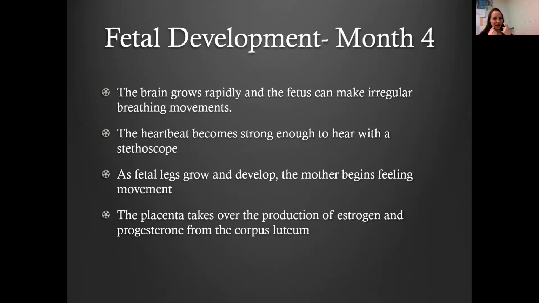And the placenta is going to take over the production of estrogen and progesterone. So at this point, the placenta stops making the HCG, which means that the corpus luteum in the ovary is no longer stimulated. So the corpus luteum stops producing progesterone, it degenerates into the corpus albicans, and instead the placenta is just going to directly start pumping out progesterone to once again maintain that endometrium of the uterus.